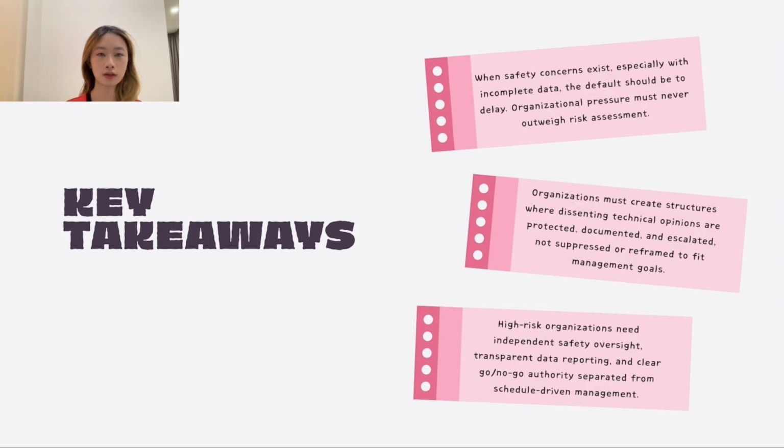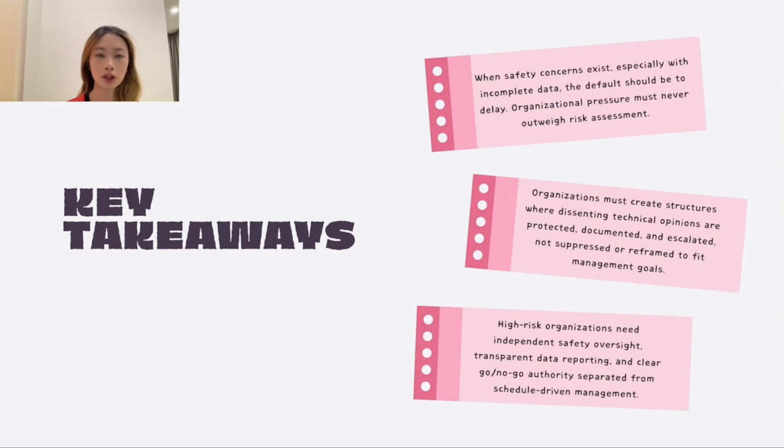I will be highlighting 3 key takeaways about safety and decision making. First, when there are safety concerns, especially with incomplete data, the correct action is to delay. Moving forward without full confidence increases risk, and deadlines or organizational pressure should never come before safety.